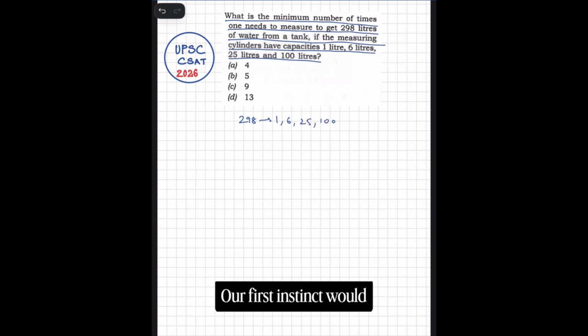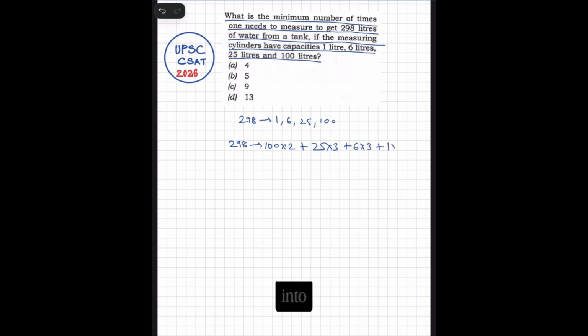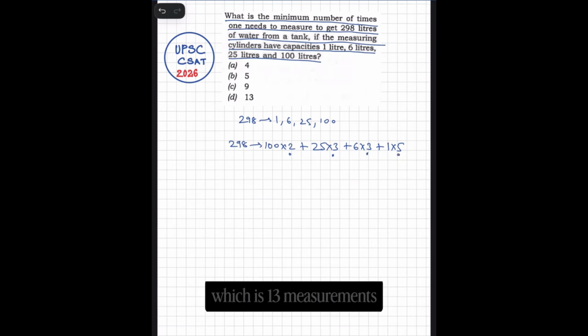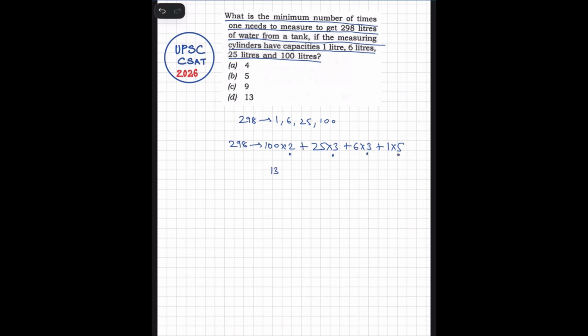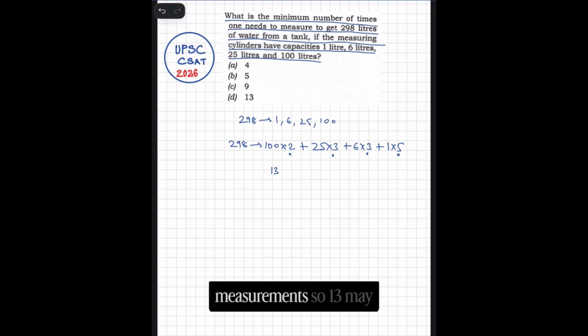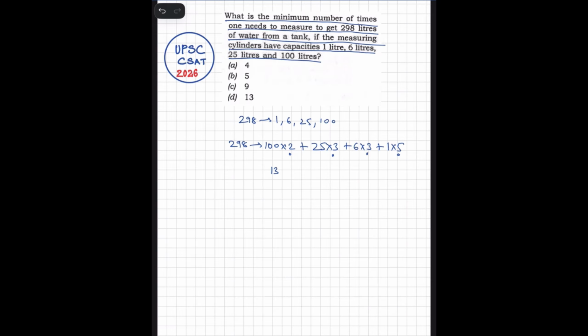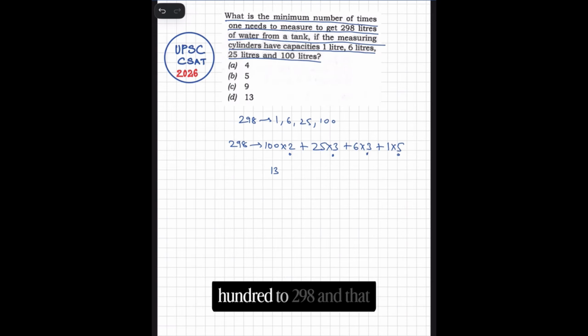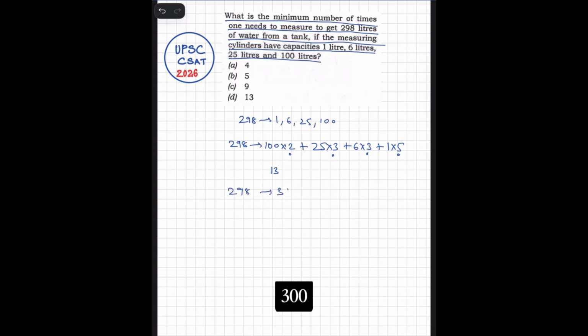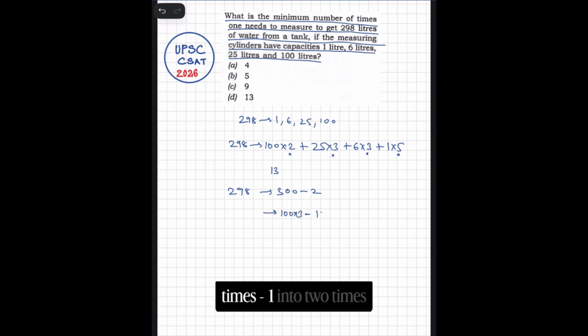Our first instinct would be to break down 298 as 100 into 2 times plus 25 into 3 times plus 6 into 3 times plus 1 into 5 times. So this gives us 2 plus 3 plus 3 plus 5, which is 13 measurements. But we are asked to find out the minimum number of measurements, so 13 may not be the right answer. So let's think of the nearest 100 to 298, and that is 300. So we'll break down 298 as 300 minus 2, which is 100 into 3 times minus 1 into 2 times.